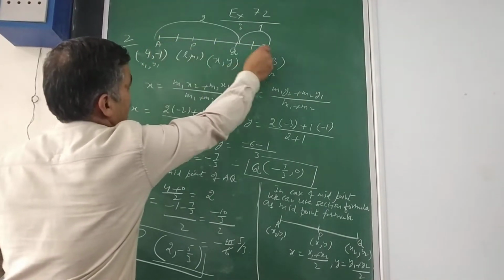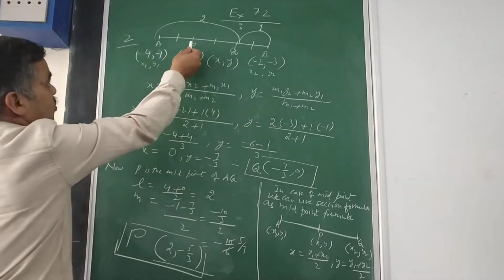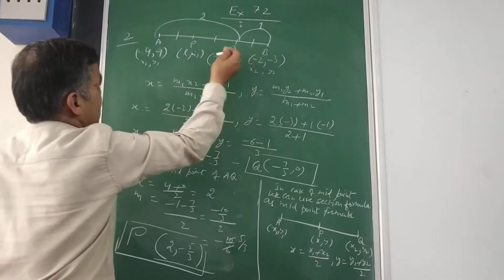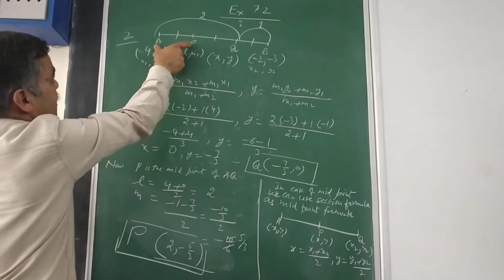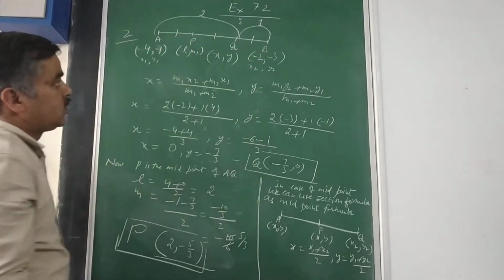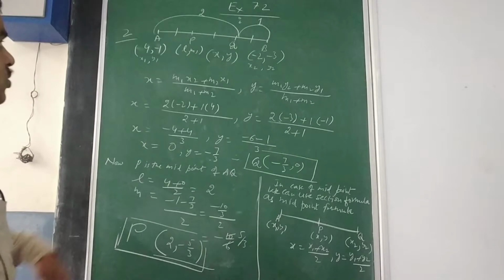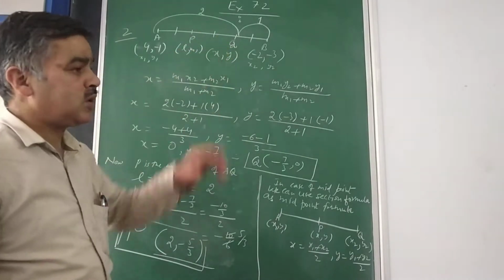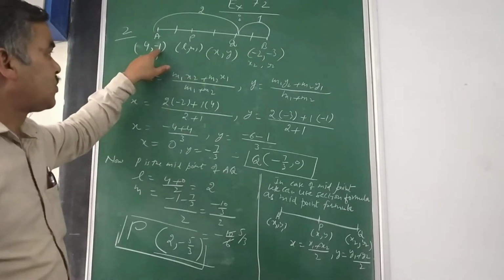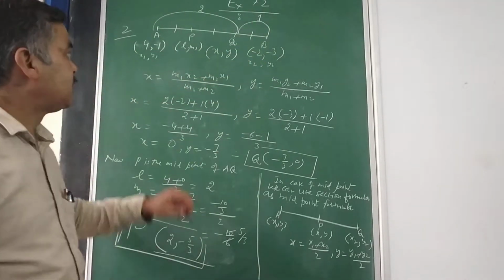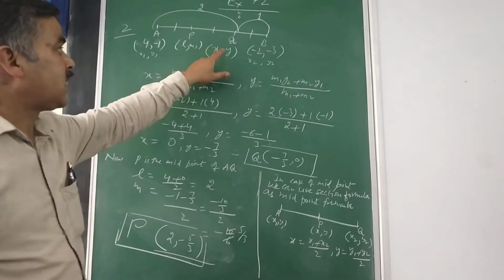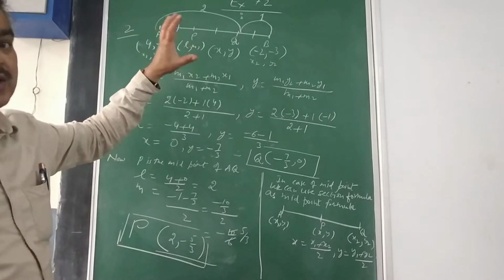So joining AB, I have marked 2 points P and Q, which divide this AB into 3 equal parts. That is AP first, PQ second, and QB third. So the line is trisected by the 2 points P and Q. Now look at this. Coordinates of A and B are given: (4, -1) and (-2, -3). For P I have taken coordinates N and M, and for Q I have taken X and Y, which we have to find.